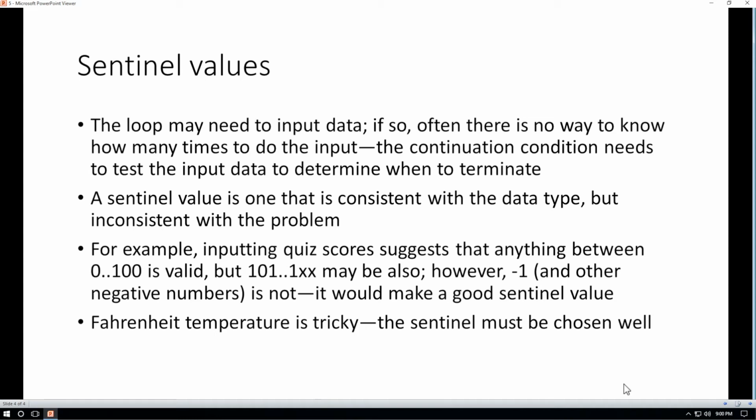In fact, what you have to do for a sentinel value for Fahrenheit temperatures, unless otherwise explicitly stated, is you have to go to a temperature below absolute zero. So you would look up absolute zero, discover its value, and then choose a value less than that. And that would have to be your sentinel value. That is a value that is consistent with the data type, not with the problem. No Fahrenheit temperature can be colder than absolute zero.